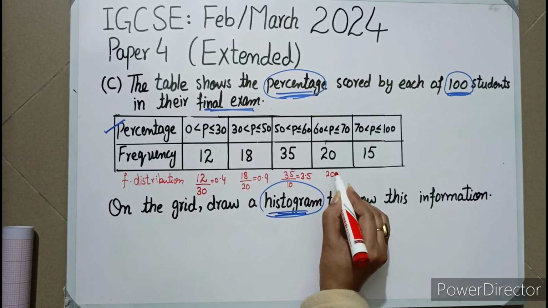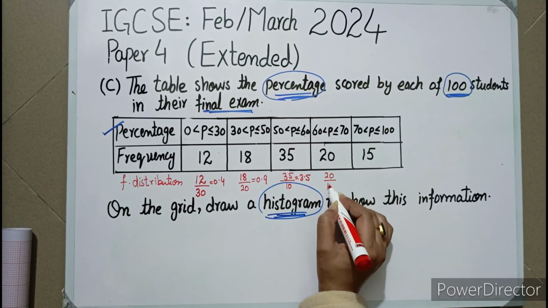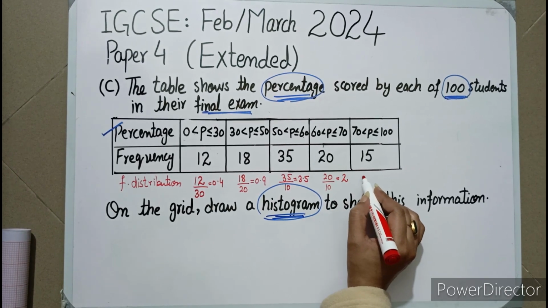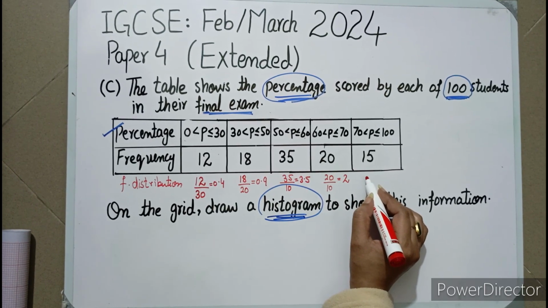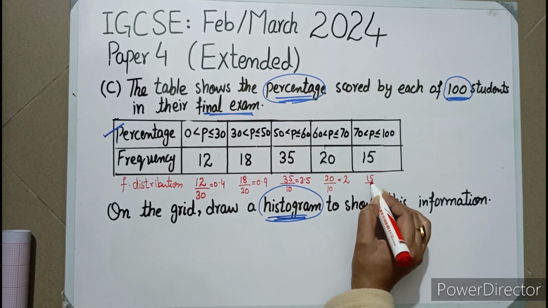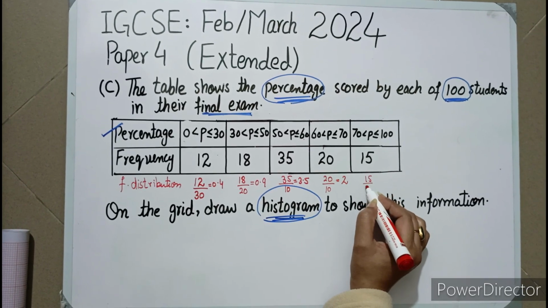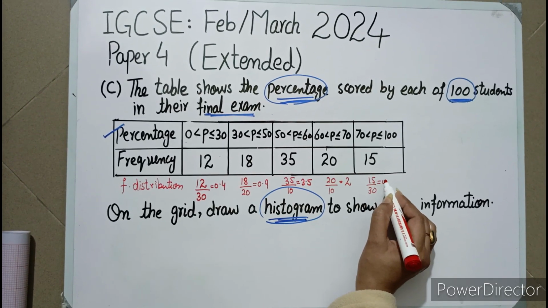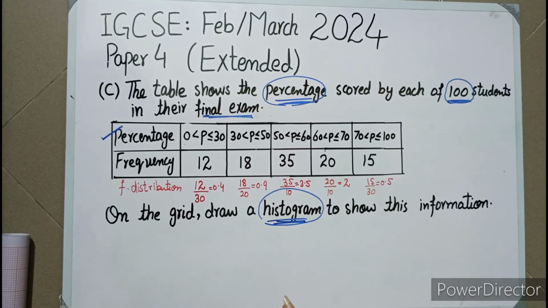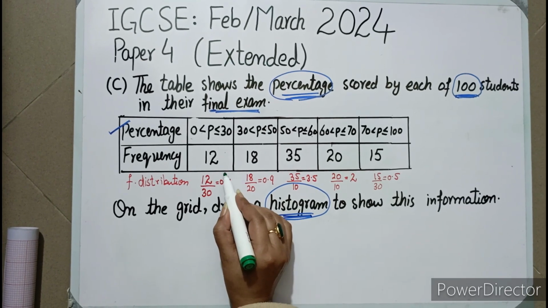Repeat the same procedure with 20. Divide by the difference of 70 and 60, that is 10. So here you get the answer 2. You are finding the frequency distribution in order to plot the y-axis of the histogram. Divide 15 by the difference, 100 minus 70, which is 30. So here you get 0.5.